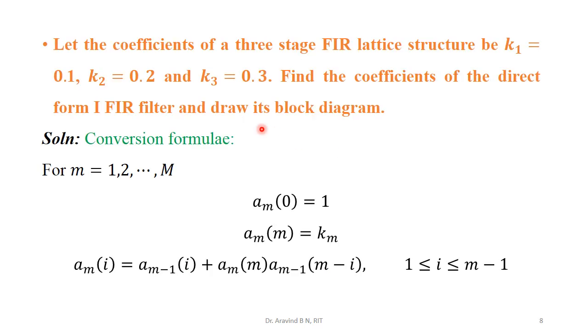Now getting into the lattice structure. Given the lattice structure, we need to identify the direct form 1 realization. Let us go through the problem statement. Let the coefficients of a 3-stage FIR lattice structure be K1 is equal to 0.3, K2 is equal to 0.2, K3 is equal to 0.3. Find the coefficients of the direct form 1 FIR filter and draw its block diagram.